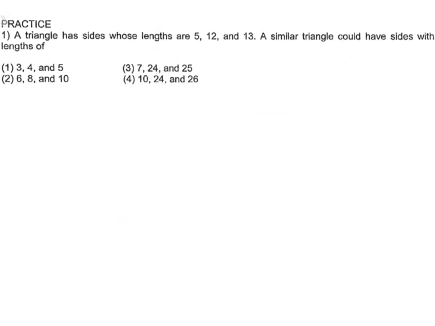A triangle has sides whose lengths are 5, 12, and 13. That's given. The similar triangle could have sides with lengths of... So all three sides have to be in this ratio, 5, 12, 13. When you look at 3, 4, 5, is that the same ratio as 5, 12, 13? Not quite. In fact, the only one that would be the same ratio is choice number 4. Why? If you double 5, you get 10. If you double 12, you get 24. If you double 13, you get 26. So choice 4 becomes our answer because we doubled everything.